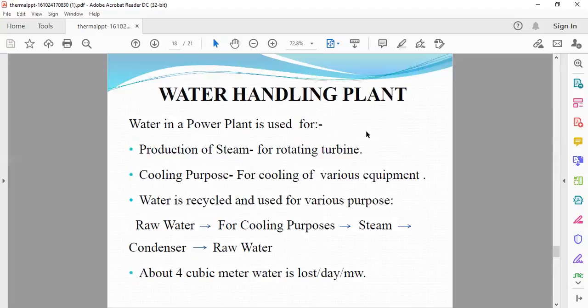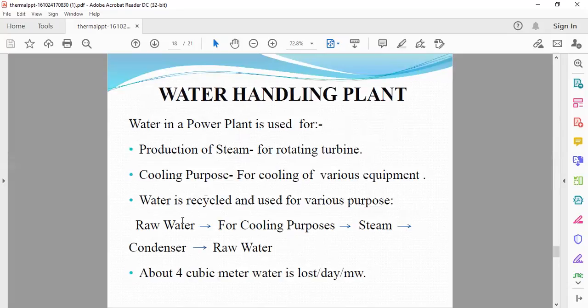Now the water handling plant. Water in a power plant is used for production of steam for rotating the turbine. Why are we using water in a power plant? It is used for production of steam. Water is boiled and from that we get steam, and that steam makes the turbine rotate. That is one of the purposes of the water. Next is cooling of various equipment. The condensed steam is cooled, and the hot gases are cooled using water. Water is recycled and used for various purposes.